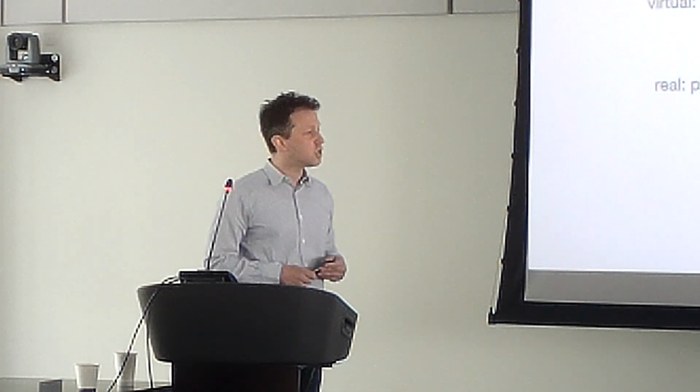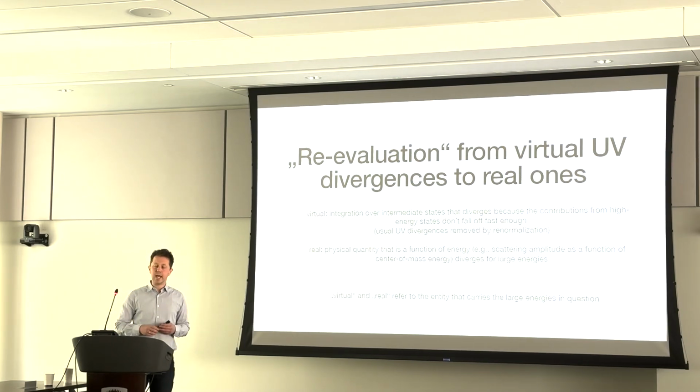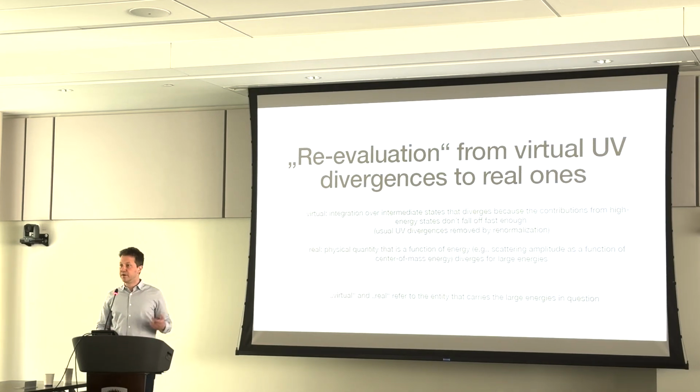By real UV divergences, I mean that we have some physical quantity, so not a term in a perturbation expansion, but the entire expression for some physical quantity, which is a function of energy. The easiest example is a scattering amplitude taken as a function of the center of mass energy, and there I would talk about a real UV divergence when that physical quantity, in the limit of large values of its argument, so for large energies, actually diverges, so gets an infinite and thus unphysical value, in spite of being a function that's supposed to describe a physical quantity.